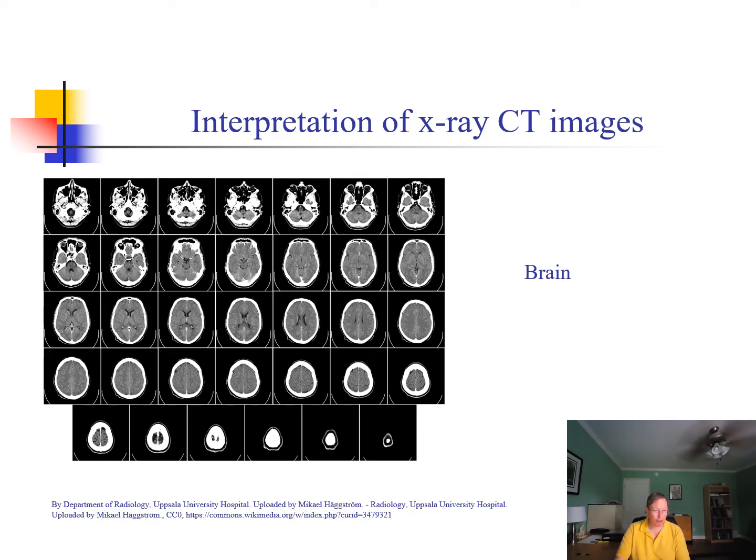And as you go down, you can then see things. You can see here these little ventricles. The ventricles contain fluid and are not as dense as the tissue in the brain parenchyma. And then as you get down into the facial structures, you'll see more in the way of bone.